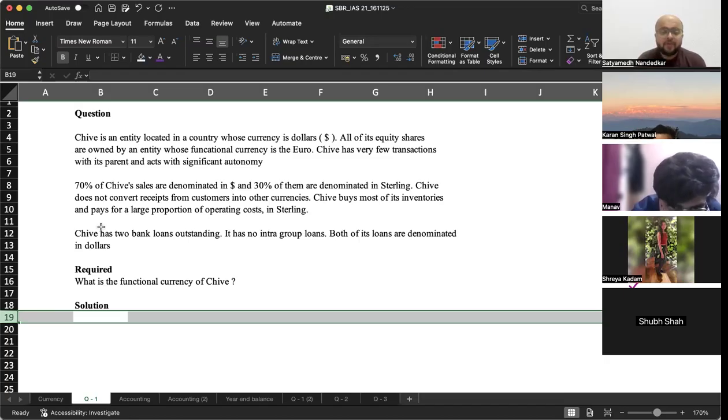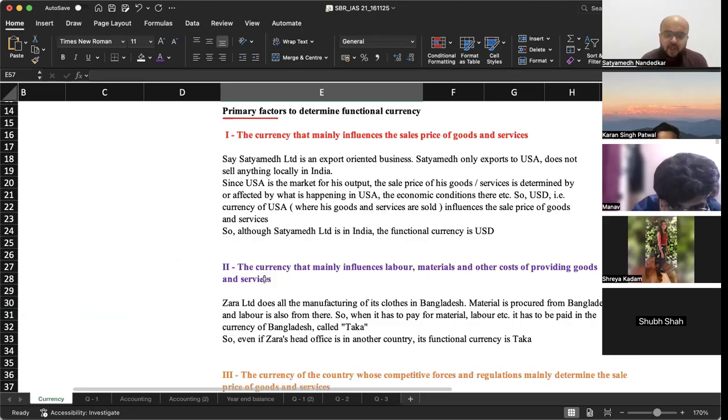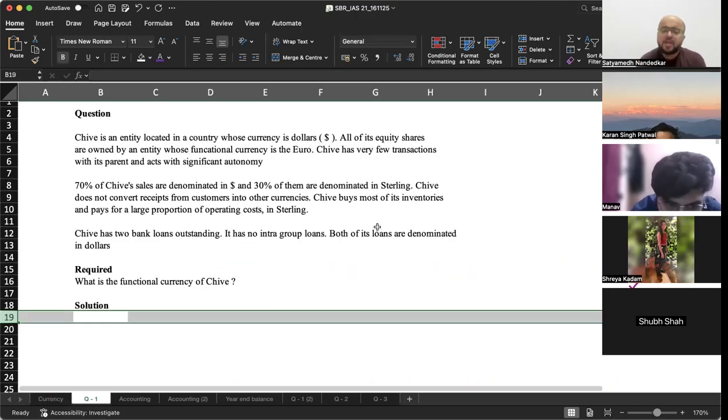Now if you look at the cost part, the currency that mainly influences labor, material, and other cost of providing goods and services, which is the currency which influences the cost side of things, is the pound. So in one aspect it is dollar, in another aspect it is pound. Chive has two loans outstanding and no intra-group loans. Both loans are denominated in dollar.